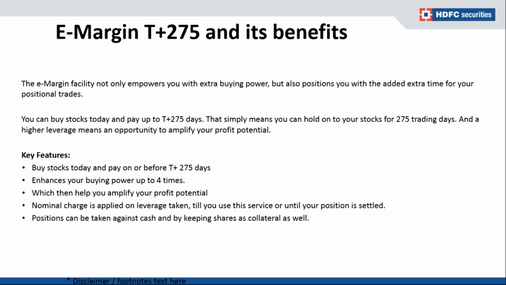So the key features, there are 5 main key features of E-Margin. First, you can buy the stock today and you can pay on or before T plus 275 days. This is the first important feature of E-Margin. The second is that you can increase your buying power up to 4 times. That will depend from stock to stock, it will vary, but you can increase your buying power up to 4 times.